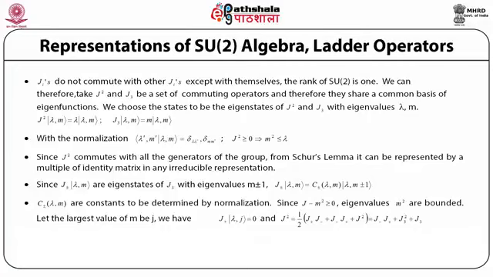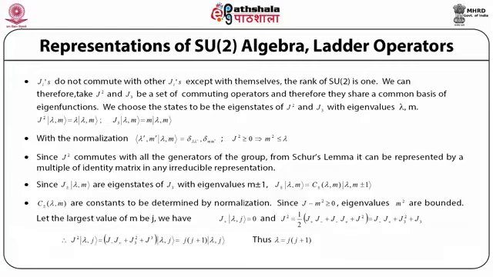And since J-|m⟩ squared is always greater than or equal to 0, the eigenvalues m² are bounded. Let the largest value of m be J. We then have J+ acting on |lambda, J⟩ is equal to 0, because the largest value of m is J.